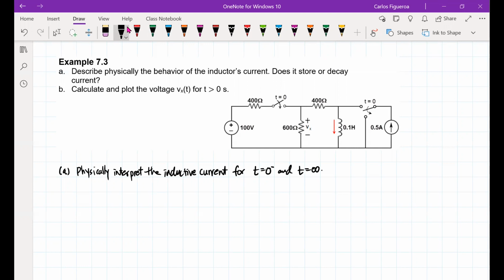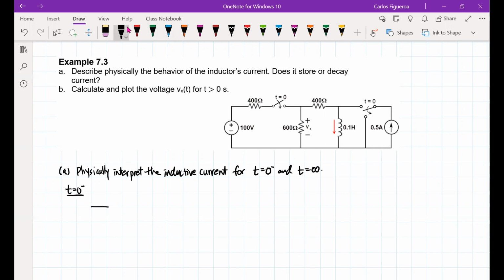So at t equal to 0 minus, we know that the capacitors had enough time to be saturated. That means it's going to act like a short. Note that the switch closes at t equal to 0, so the 100-volt source is not in the circuit. So I really have the 400, the 600, and then I have the 500 milliamp source.